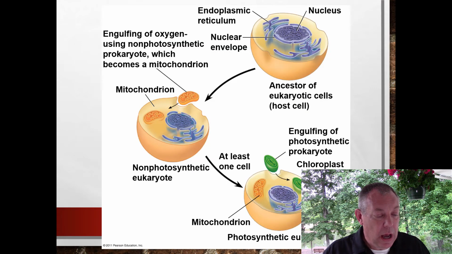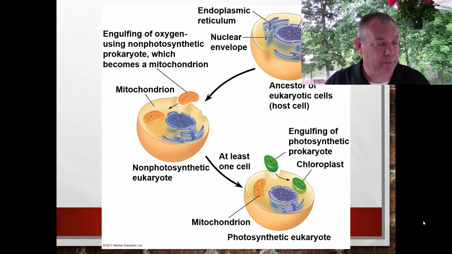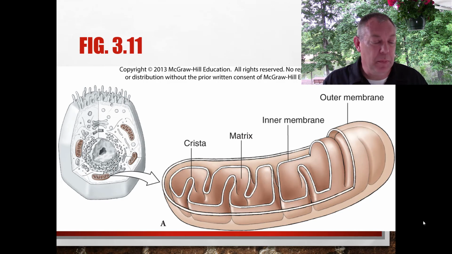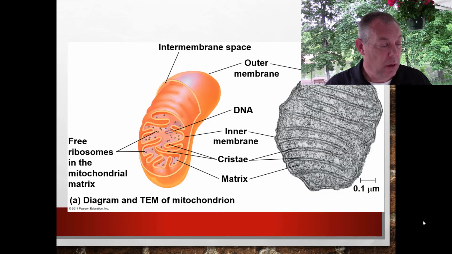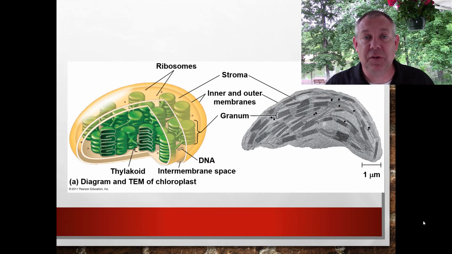Okay, so this is just another diagram underscoring and relating this idea of the endosymbiotic origin of mitochondria and chloroplasts. Here's a figure from your book showing the structure of a mitochondrion. Like I said, we're going to talk about cellular respiration in more detail in an upcoming lecture, and the structure of this organelle is going to become very important. And here's just another diagram showing the structure of this organelle. Here's a diagram showing the structure and the location of chloroplasts.